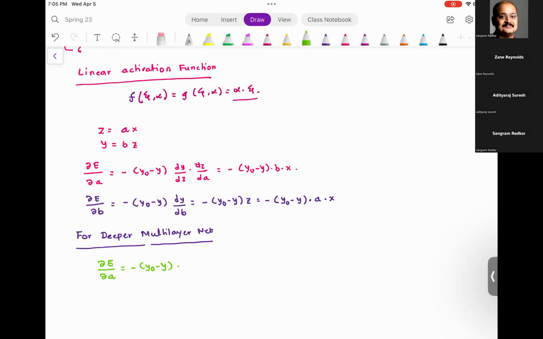So for a deeper multi-layer net, you have dy/dzm, dzm/dzm minus 1, down to dz2/dz1, and dz1. So this cascade of derivatives uses composition and the chain rule.